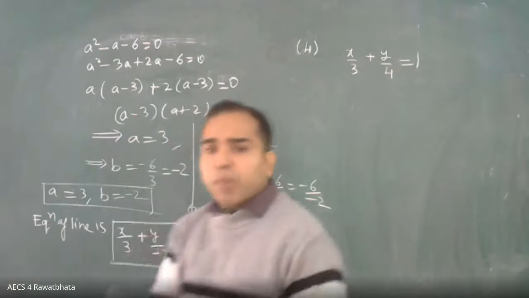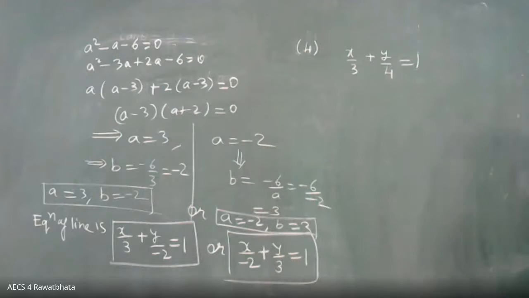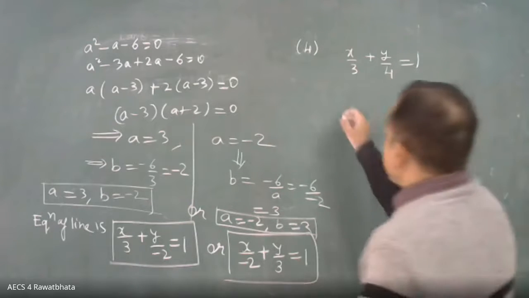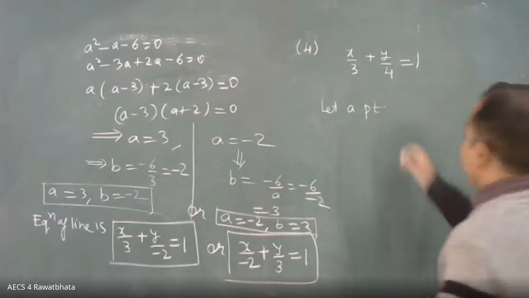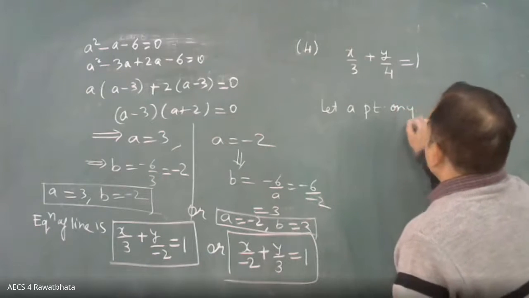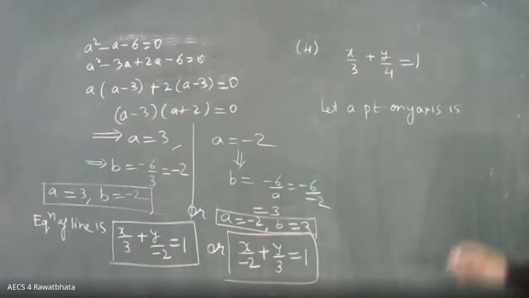So let us assume a point on the y-axis. Ravi, can you suggest how to assume a point on the y-axis? Let 0 comma y. Yes, how much? 0 comma y. Absolutely. Let a point on the y-axis be 0 comma y.